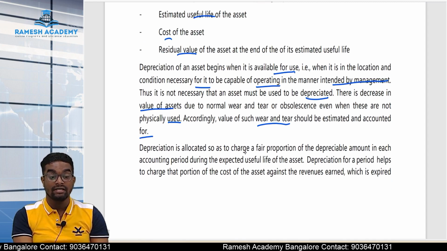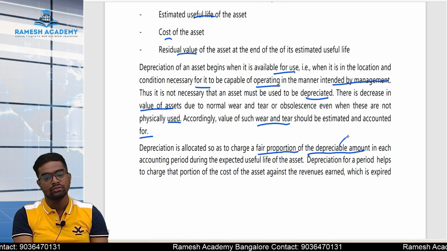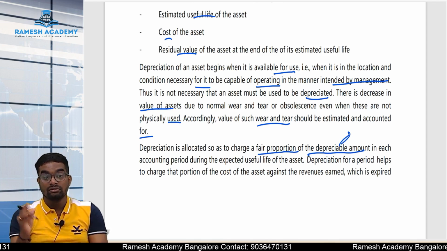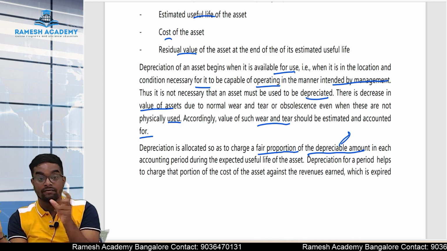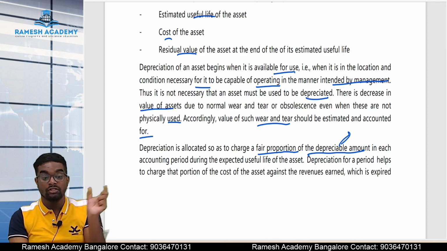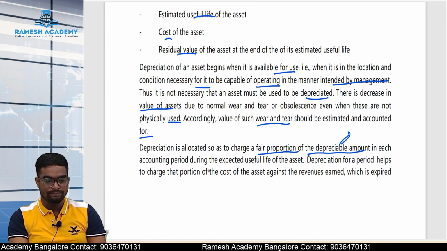Depreciation is allocated so as to charge a fair proportion of the depreciable amount. So you know what is the depreciable amount? Cost minus residual value. So that fair portion, which means it can be equal proportions over the useful life, maybe some value, it can be based on anything, should be allocated to the particular financial year or accounting period.